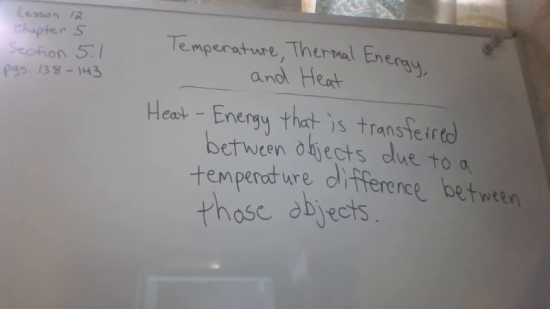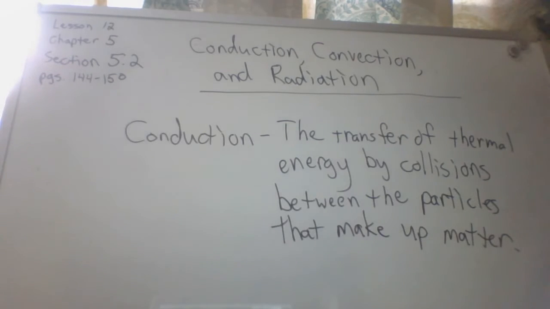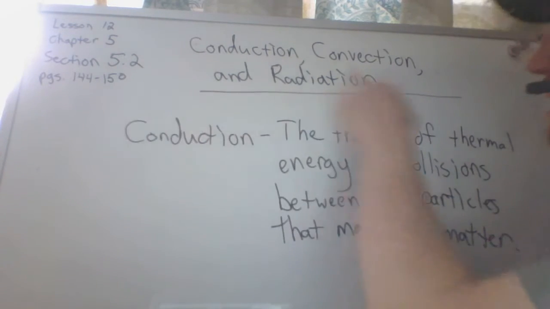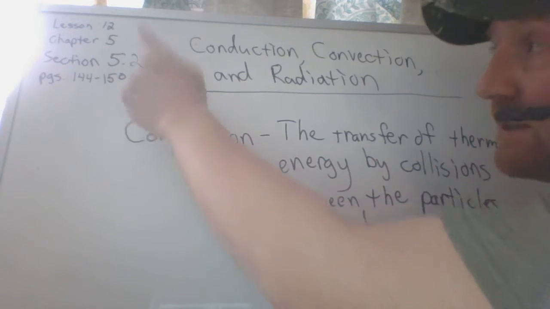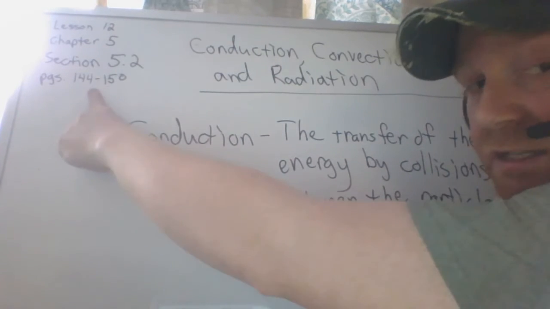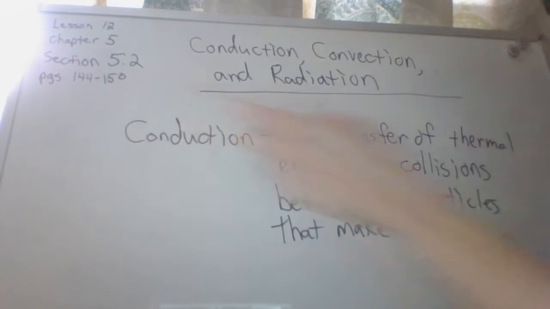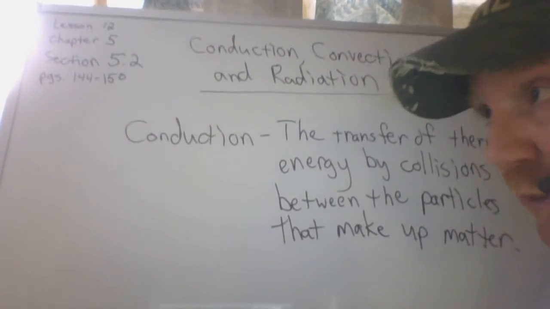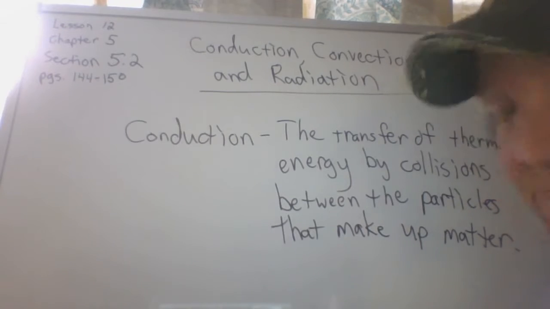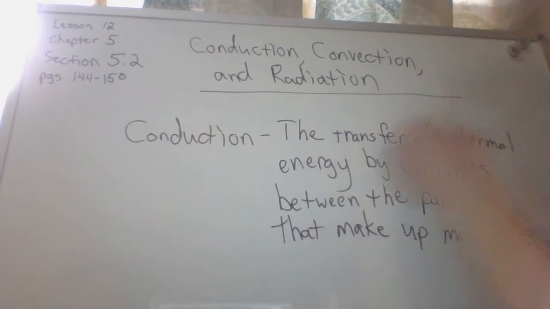We covered temperature, thermal energy, and heat in section 5.1 of this chapter. I'm sneaking in conduction, convection, and radiation. We're still in lesson 12, chapter 5, section 5.2. This covers pages 144 to 150 of your textbook. This section talks about how thermal energy is transferred three different ways: conduction, convection, and radiation.